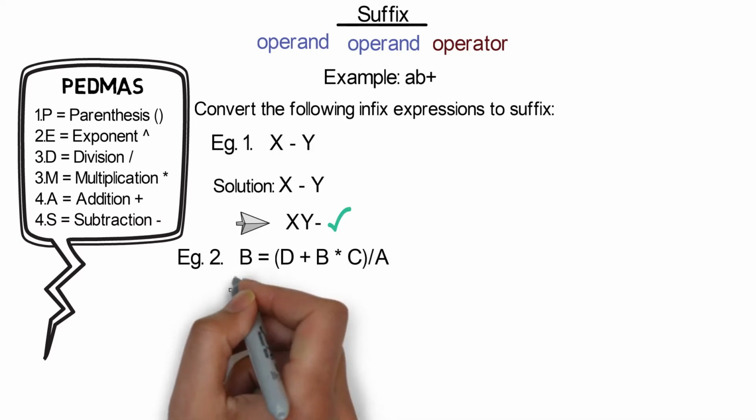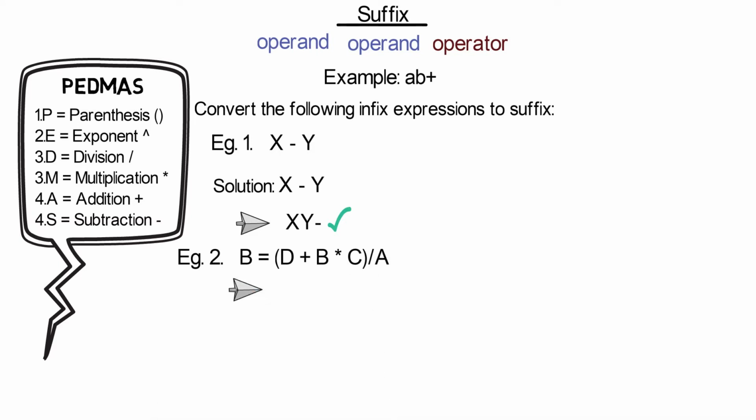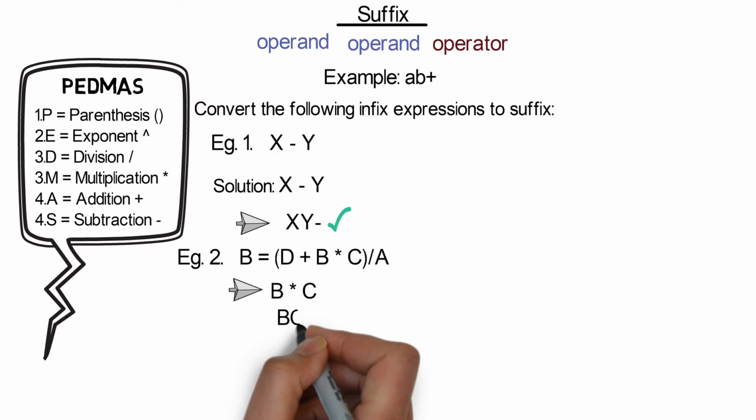With this expression, we will tackle the operands in pairs. First of all, there is a parenthesis, that's a bracket, and according to our PEDMAS, we have to tackle the bracket first. The bracket has a plus sign and a multiplication symbol, and therefore we will tackle the multiplication sign first, since it has a higher precedence than the plus sign. Therefore, our b star c will be our first point of contact. We then convert b star c to the suffix form, giving us bc star.